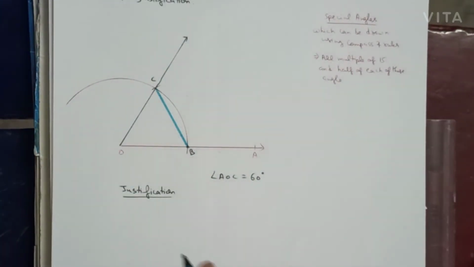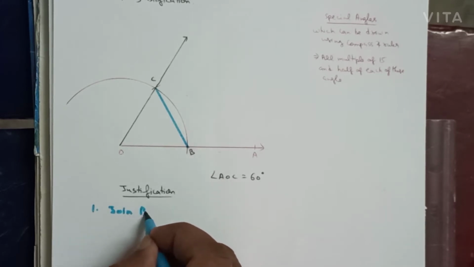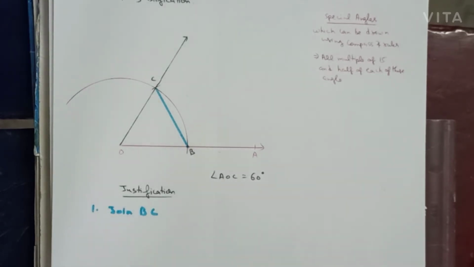So the first step is to join BC. Now if we have joined BC, we have got triangle OBC. In this triangle OBC, we can say that OB is equal to OC.